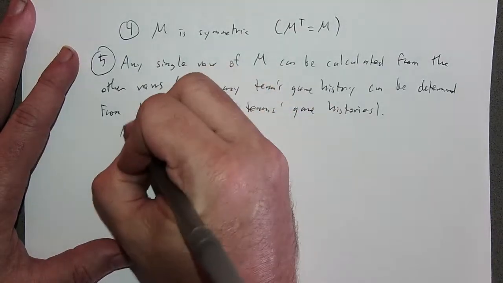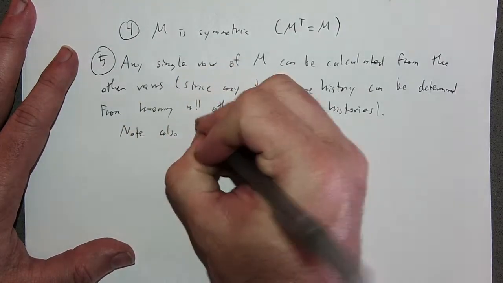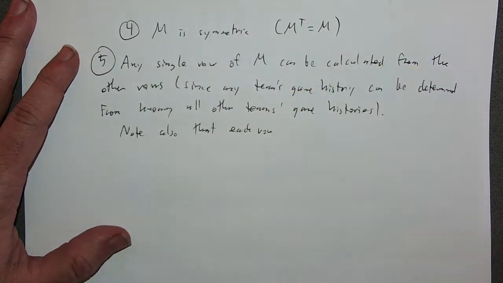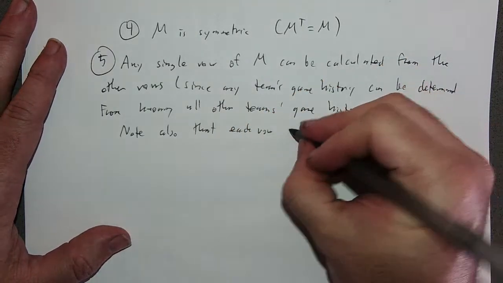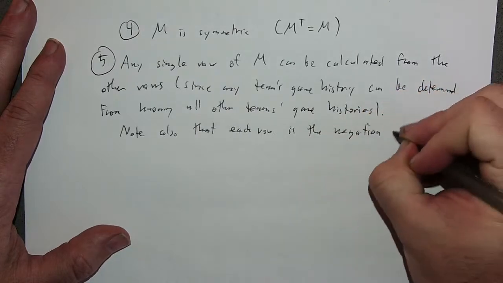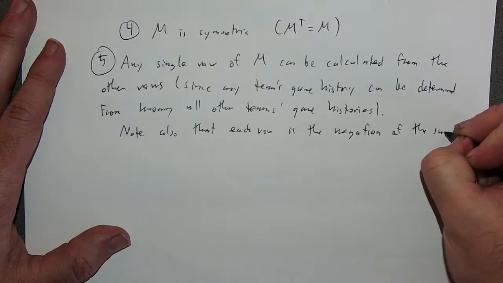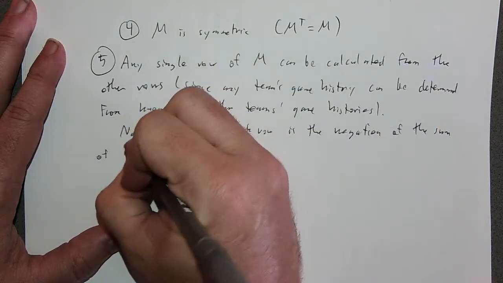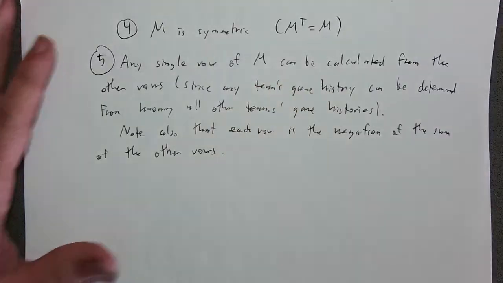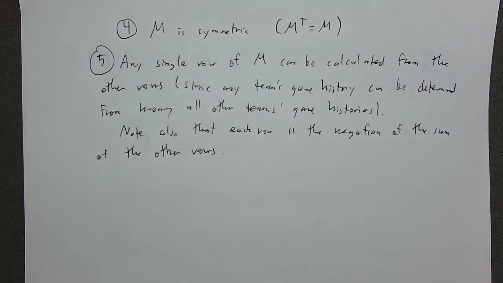Note also that each row is the negation of the sum of the other rows. This was actually a property that A's columns had, right? Okay.